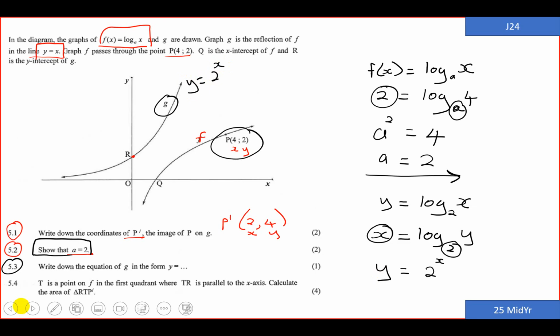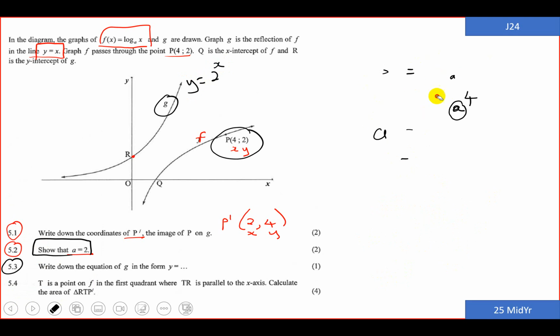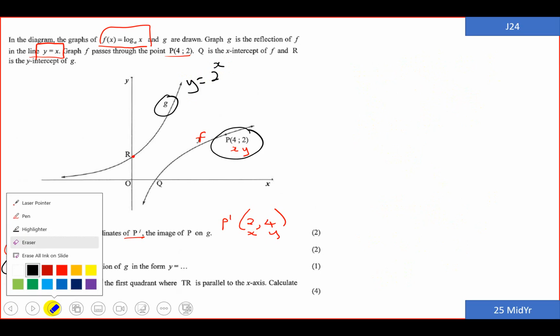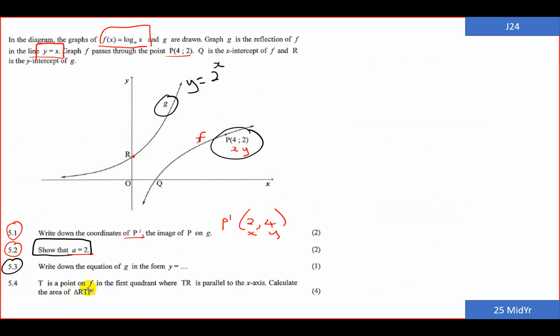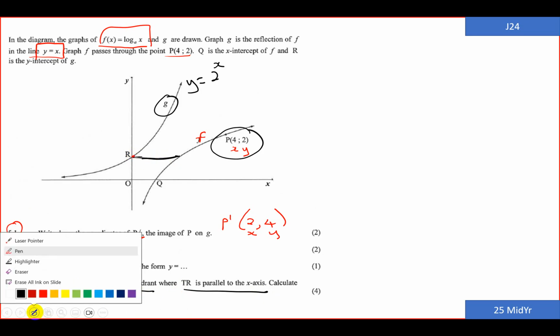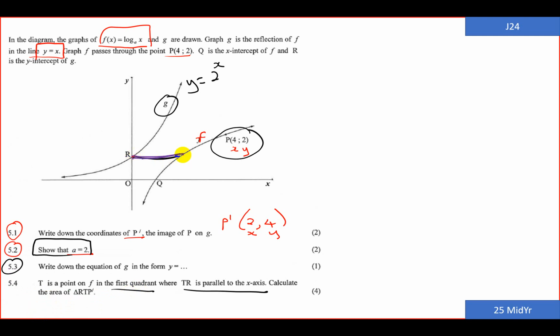We go to the last question. I want you to read while I erase. Okay, the last question, it says, T is a point on F in the first quadrant, where TR is parallel to the x-axis. So we know it's parallel to the x-axis, and we're going to call that point T. Then calculate the area of RT and the image of P. Now remember, we found the image of P to be 2, 4.